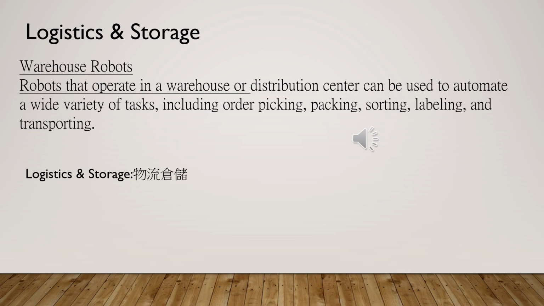Logistics and storage. Warehouse robots. Robots that operate in a warehouse or distribution center can be used to automate a wide variety of tasks, including order picking, packing, sorting, labeling, and transporting.